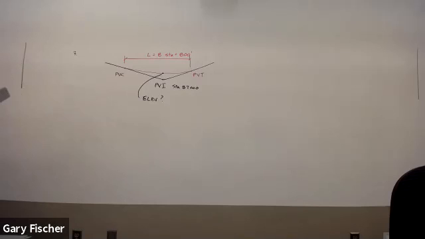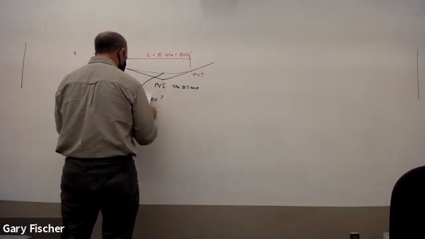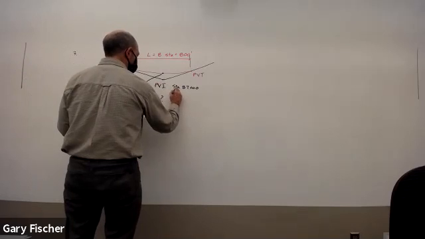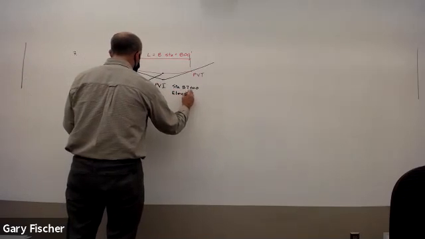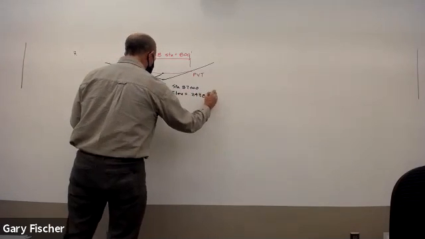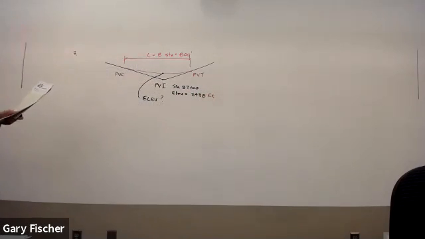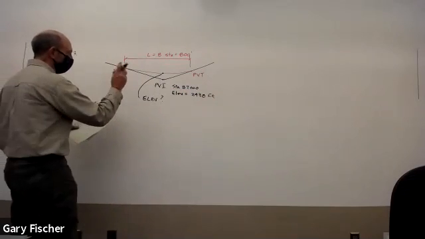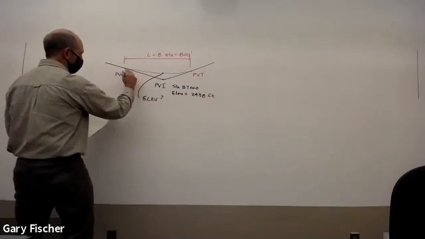So what else am I missing here? Oh, they give you the PVI elevation on here as well, which is equal to 2438 feet.